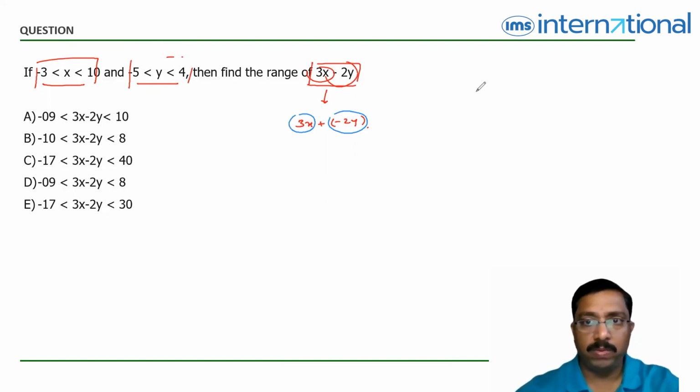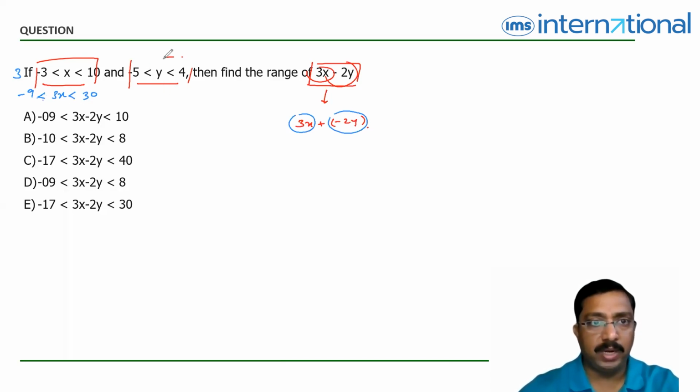We have the limits for x as lying between minus 3 and 10. When you multiply by 3, don't you think you get the limits for 3x? You see 3 into minus 3 is minus 9, and 3 into 10 is 30. Because you're multiplying by a positive number, it does not have any impact on the signs, so it will remain a less than sign itself.